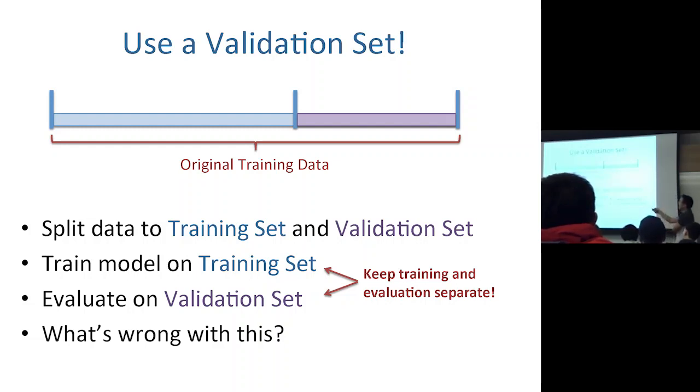The idea is that in our original training data, the finite training data that we've collected, we're going to split it into what's called a validation set, denoted by purple, and a new, smaller training set denoted by blue. And we're going to train models on the training set, and we're going to evaluate the loss or the accuracy, or whatever loss we want, of those models only on the validation set, which we did not train on.